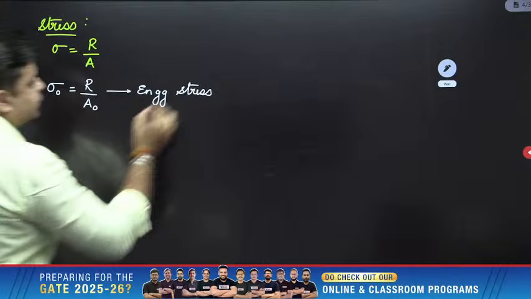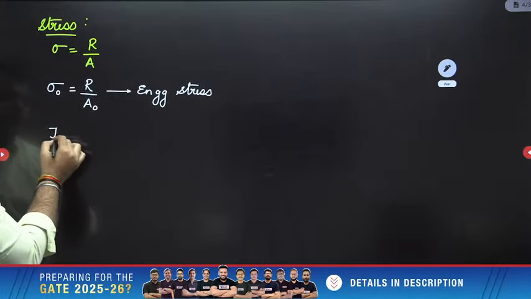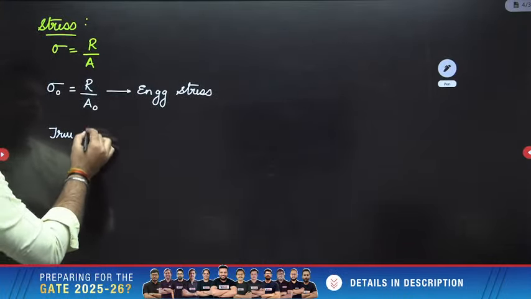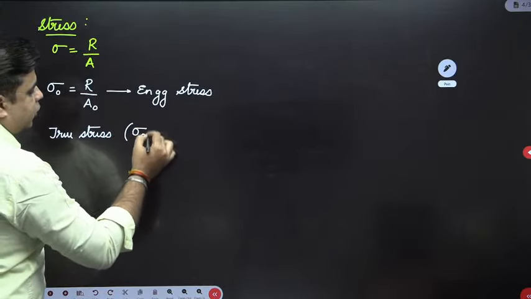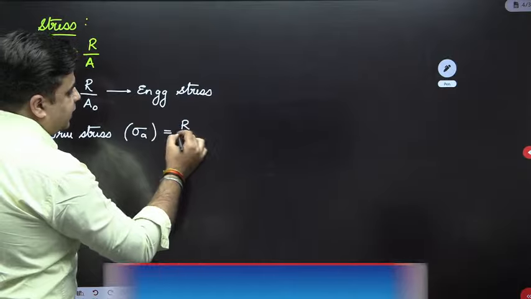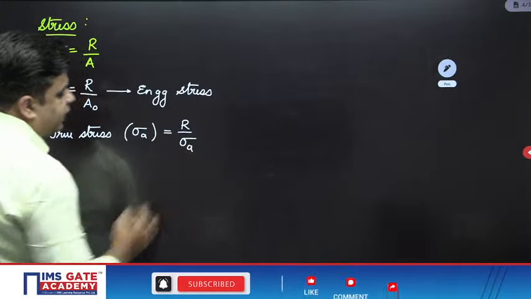The other type of stress is called true stress or actual stress. True stress or actual stress is defined as the internal resisting force per unit actual area.